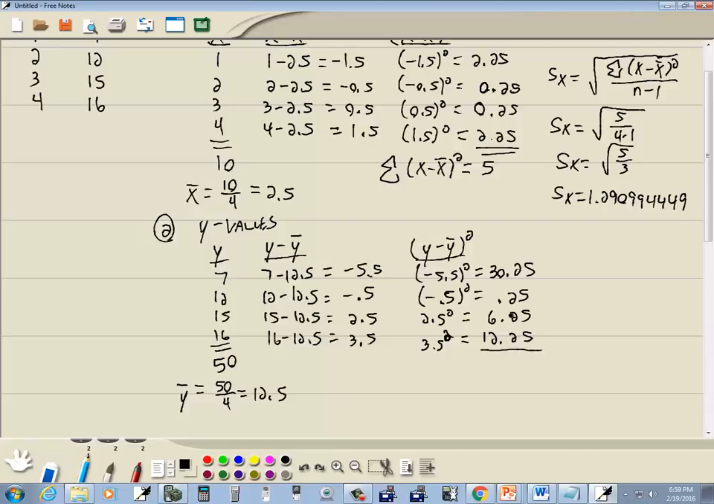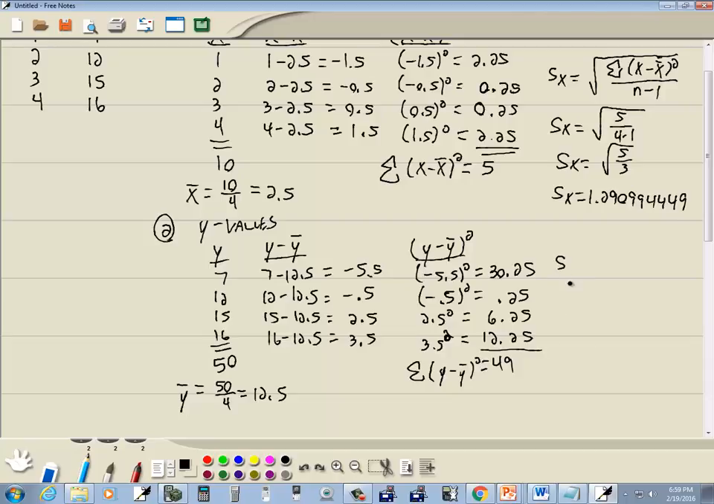And those all add up to 49. That's our sum of y minus y bar squared.